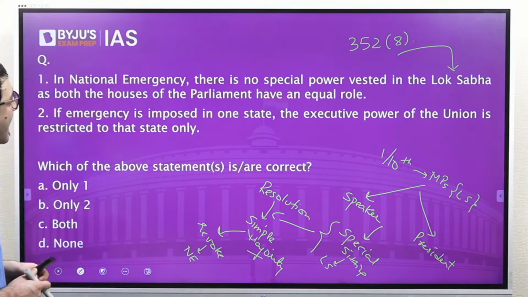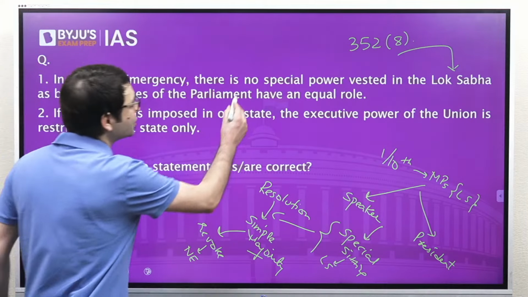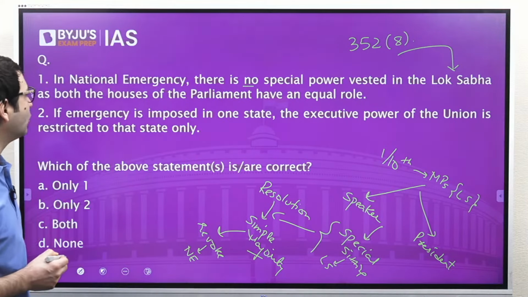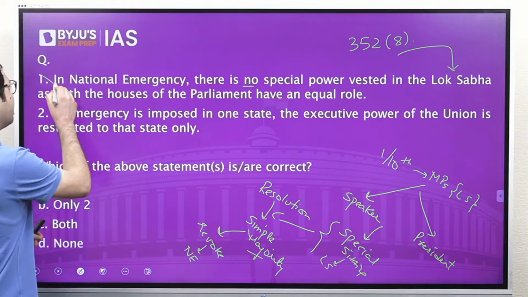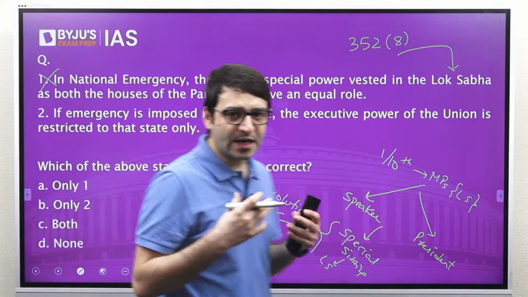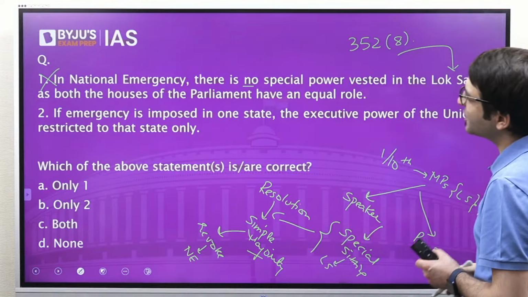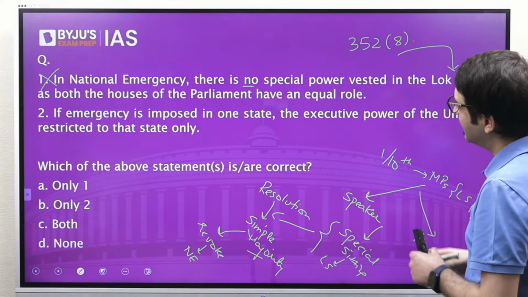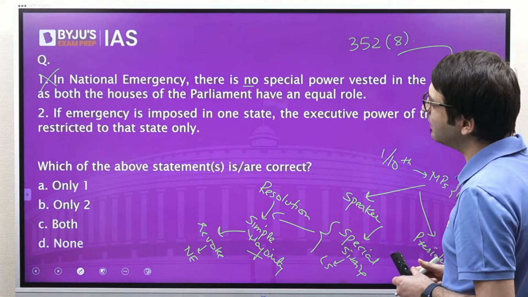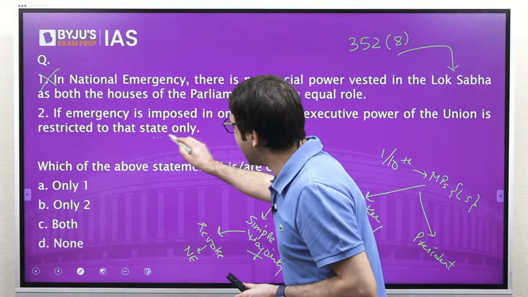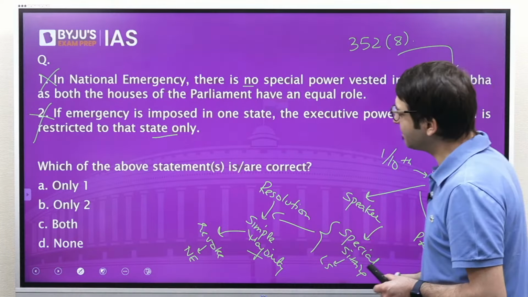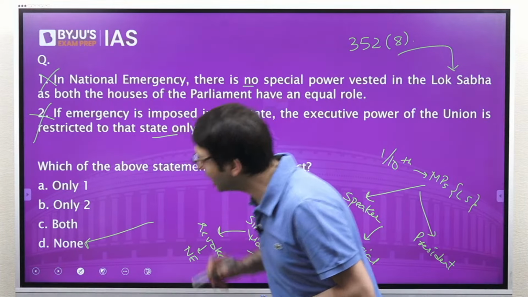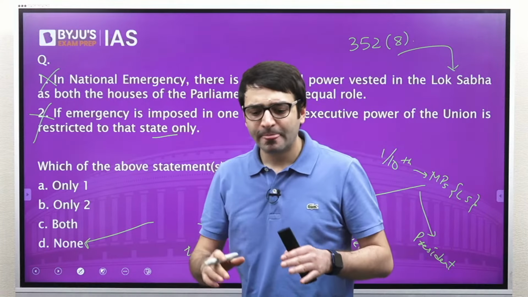So the statement, in national emergency there is no special power vested in the Lok Sabha as both houses of the parliament have an equal role, this statement is wrong. Statement number 2. If emergency is imposed in one state, the executive power of the union is restricted to that state only. This statement is also wrong. Which of the above statements are correct? D. None of the above is the right answer.